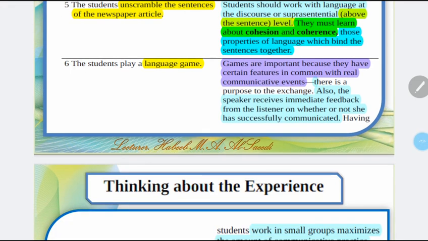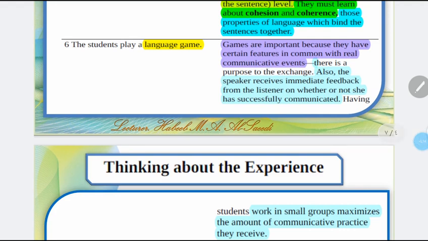The students play a language game. Okay, language games are important in language learning and are used in communicative language teaching, because games have certain features or characteristics in common with real communicative events. So when they play games or work on activities that have games, they have features in common with real situations. Also, the speaker receives immediate feedback.